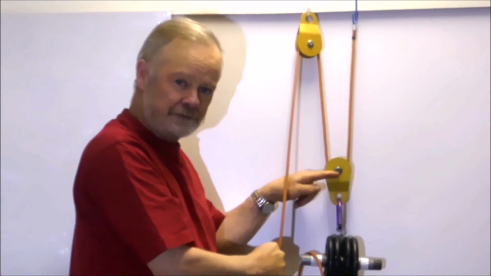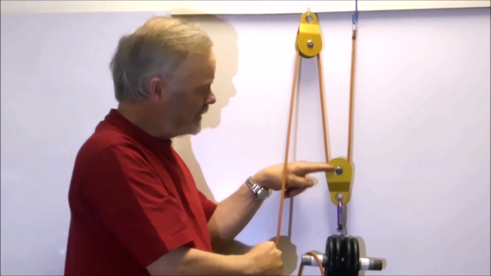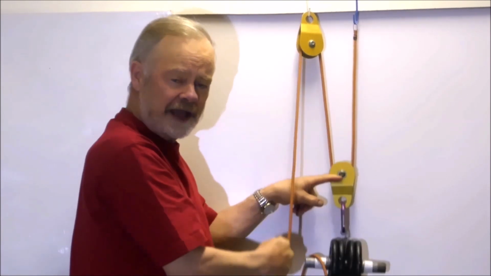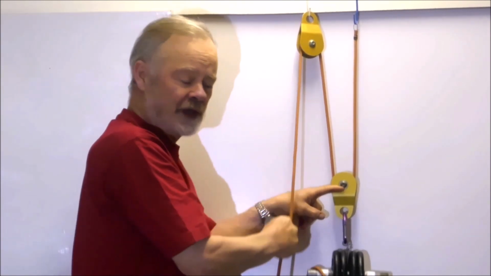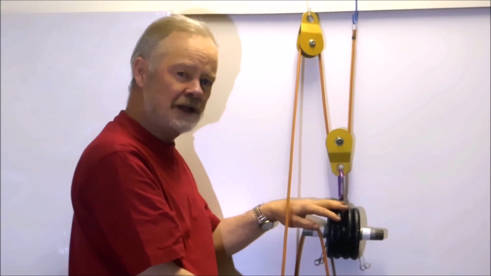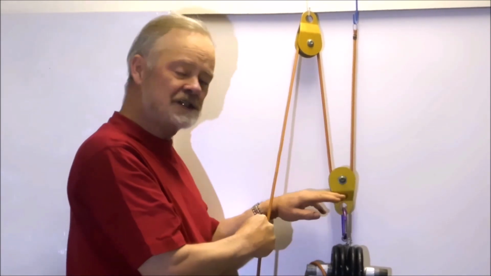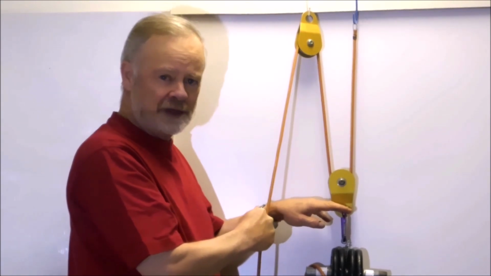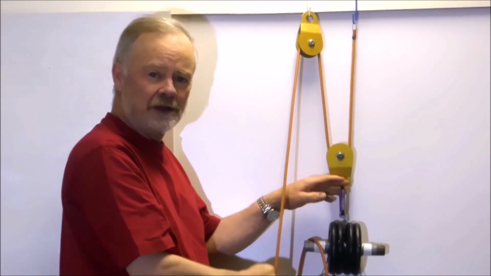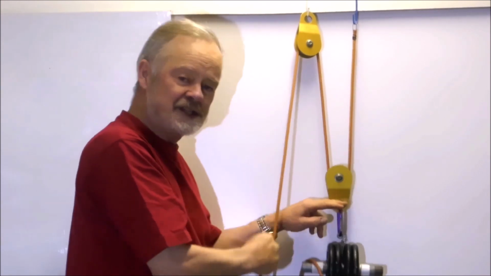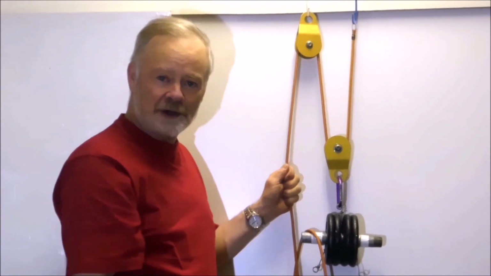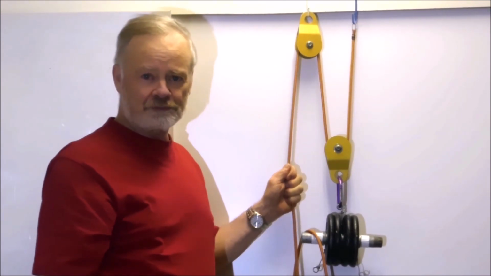This pulley, however, is a little bit different. This pulley goes down and up with the load. It moves the same speed as the load, and it goes the same direction. So this is called a traveling pulley, because it travels the same way the load does. And this traveling pulley is what creates mechanical advantage.